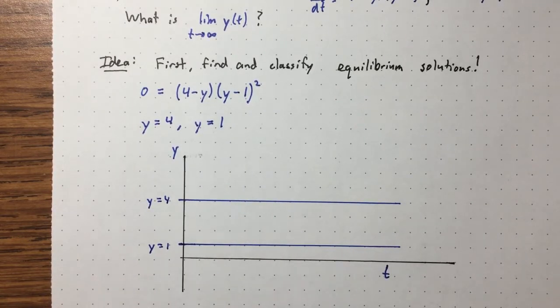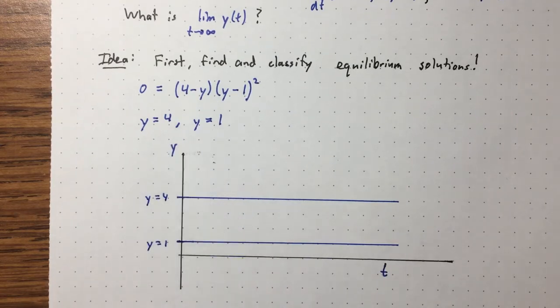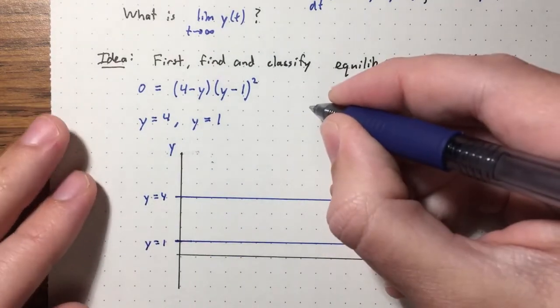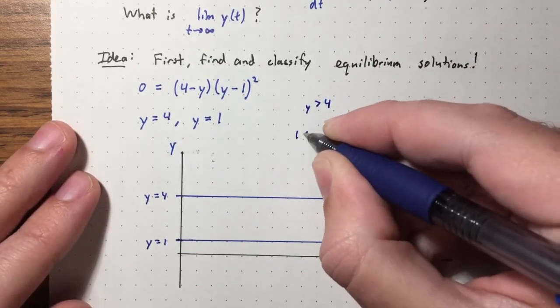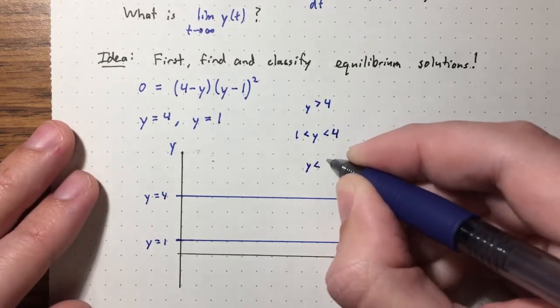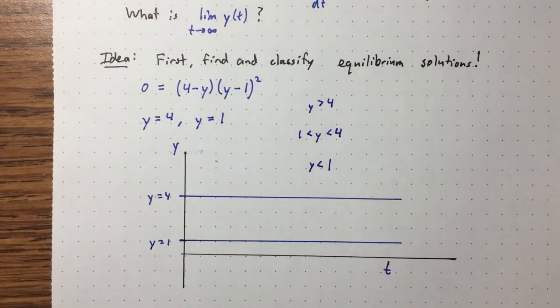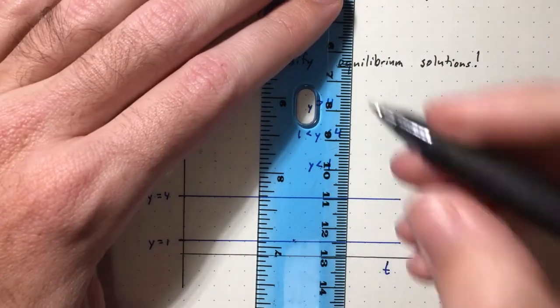Let's classify these equilibrium solutions. Okay. So we actually have 3 regions to consider here. We have this region up here, so we have y greater than 4. And we have y between 1 and 4. And we have y less than 1. So those are our 3 regions to consider. Let me actually make a little table here.